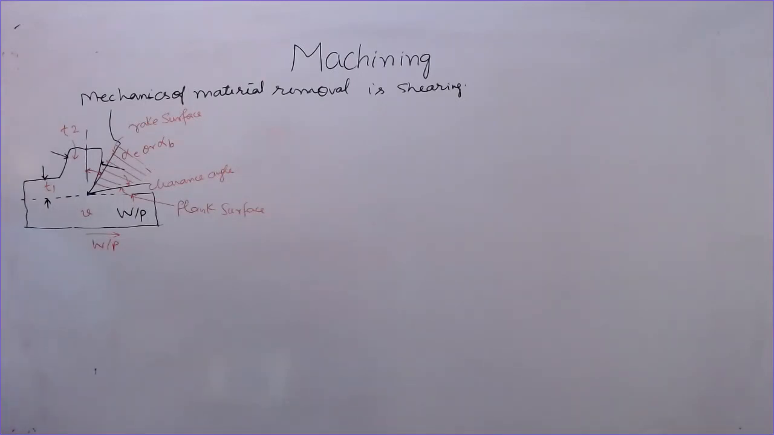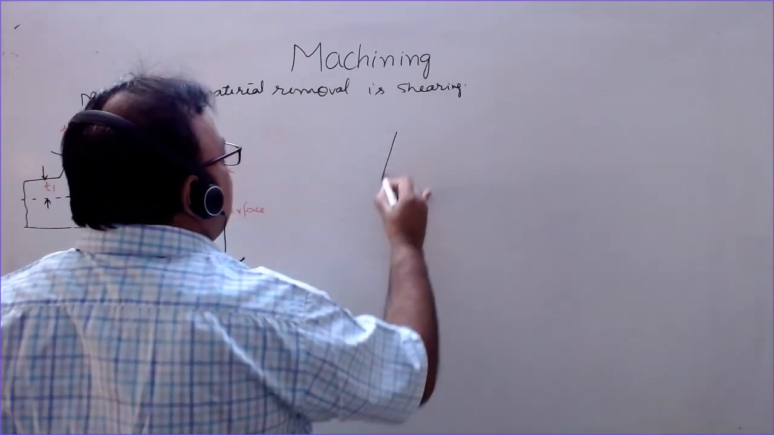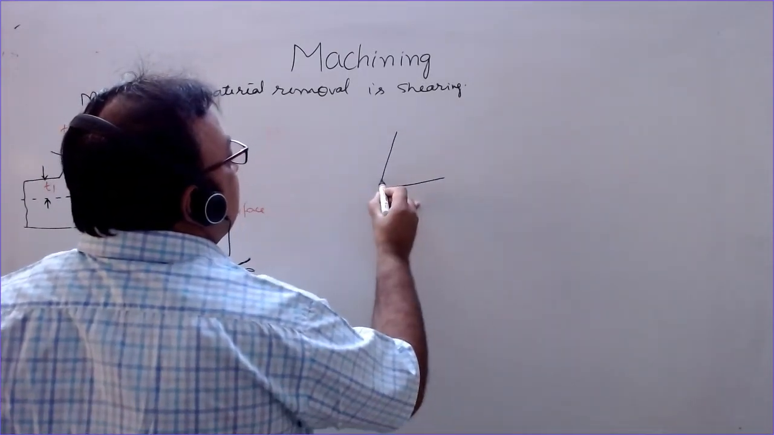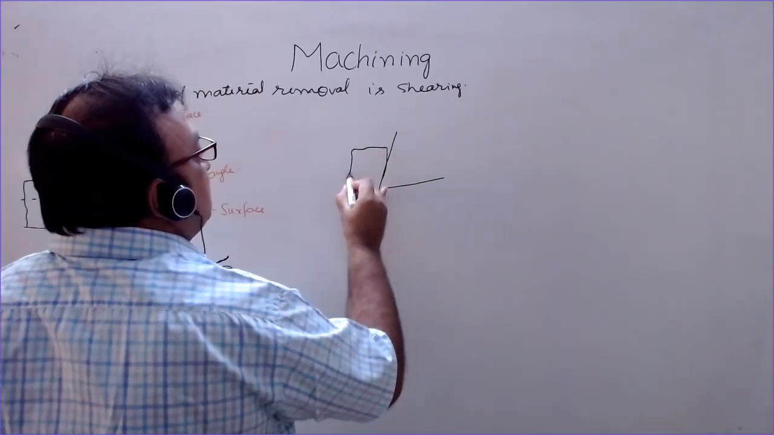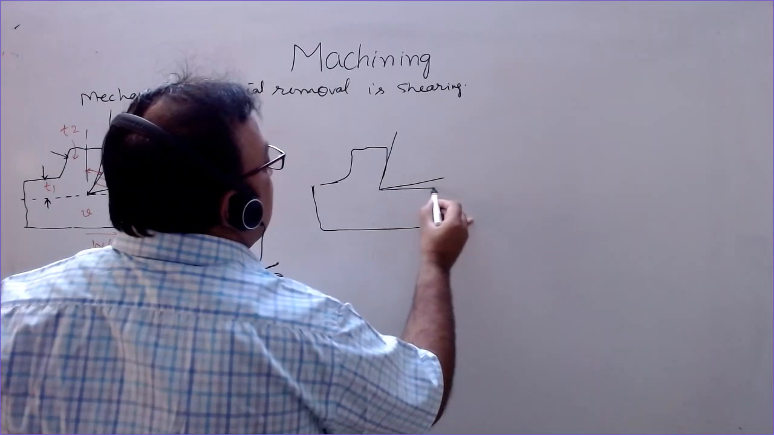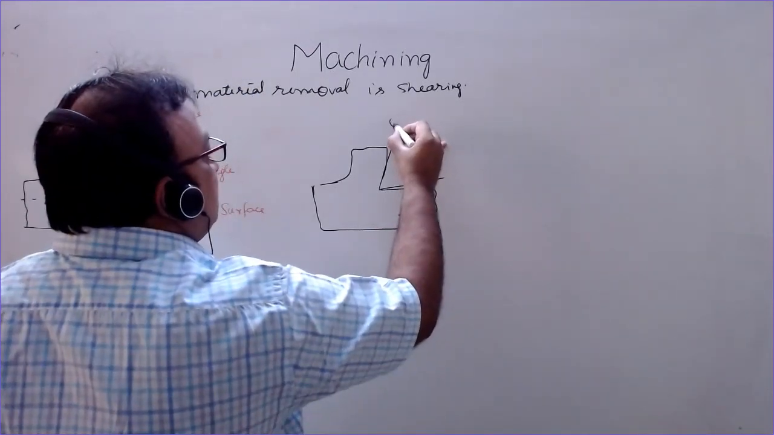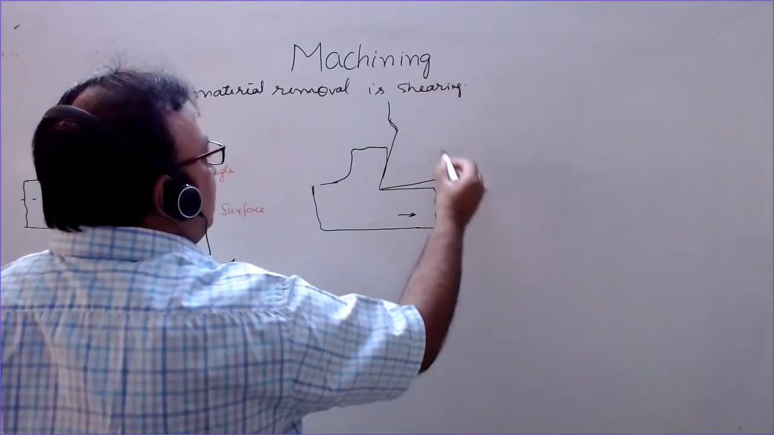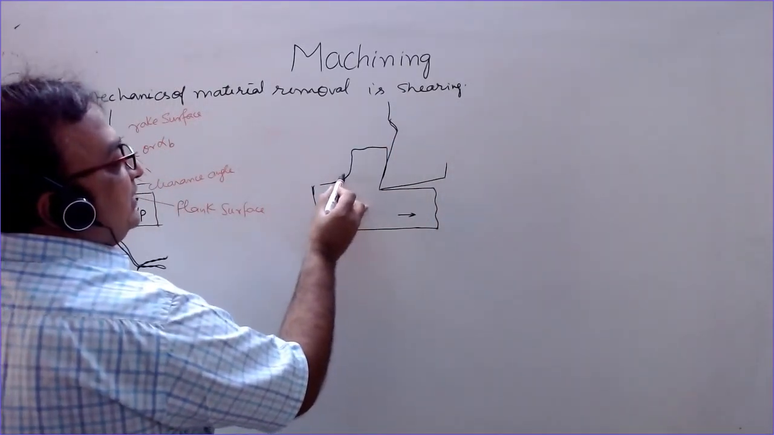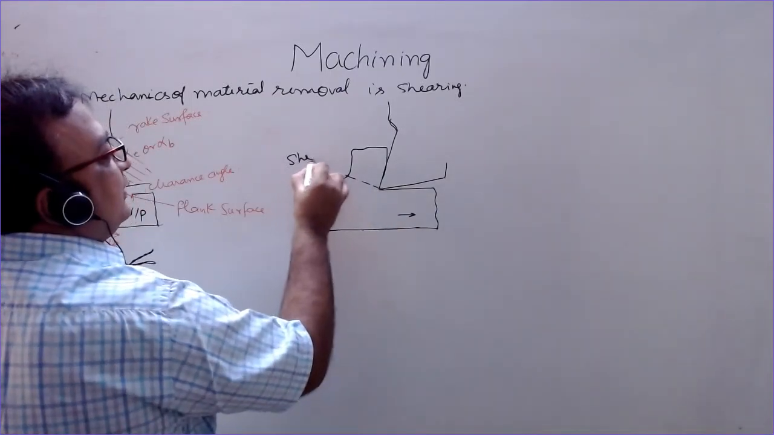Now the question is, how is the material being removed? The answer to this question is, the material is sheared. This is moving in this direction. So material is sheared here along a plane. So this plane is known as shear plane.